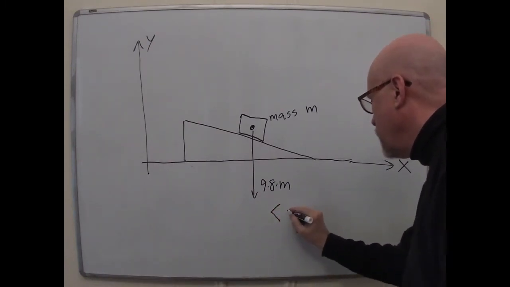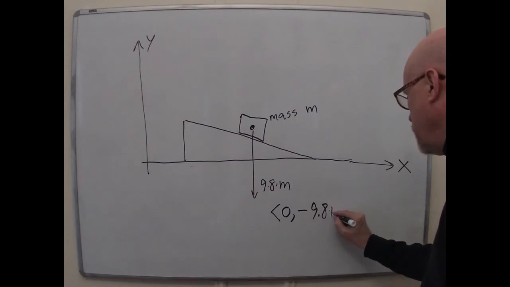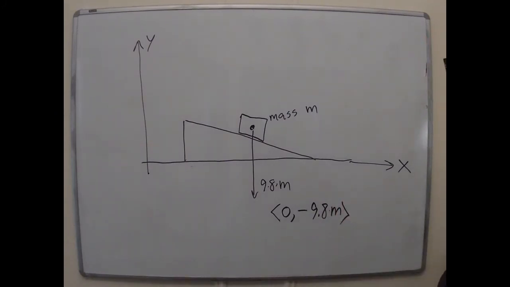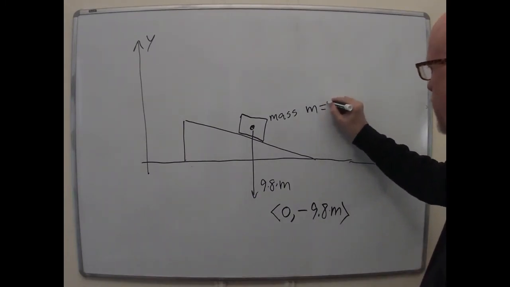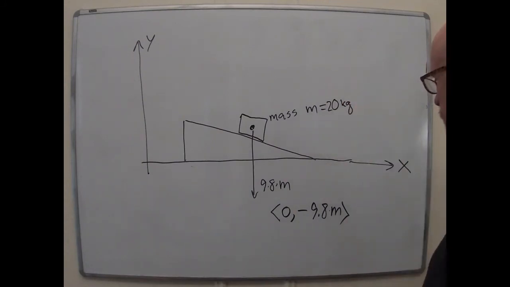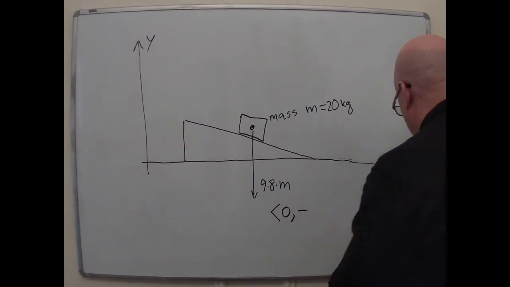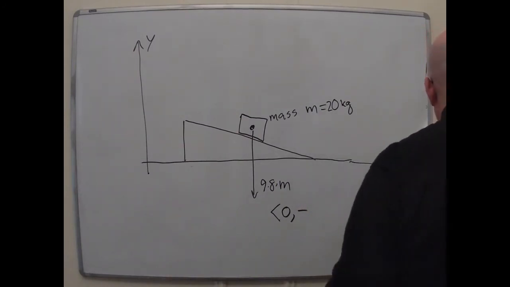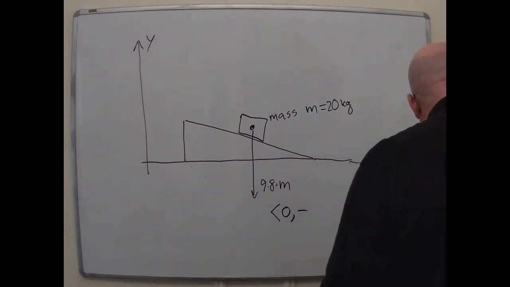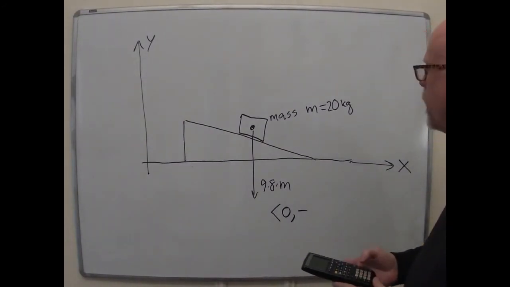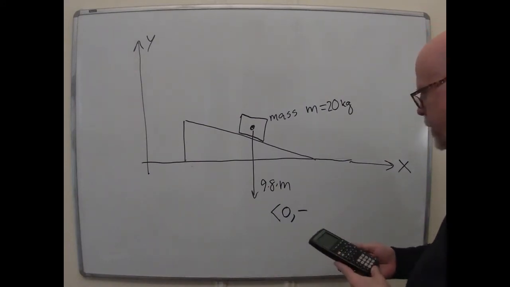In other words, it's got no component in the x direction, and it goes down 9.8 times m in the y direction. Let's make this mass be something real. How about we make this mass be 20 kilograms? Then that 9.8 times the mass becomes... guess I better get a calculator here. All right, so what did I need? 20 times 9.8. Probably shouldn't have needed a calculator for this. 196.